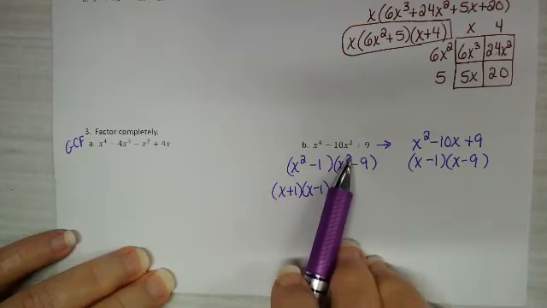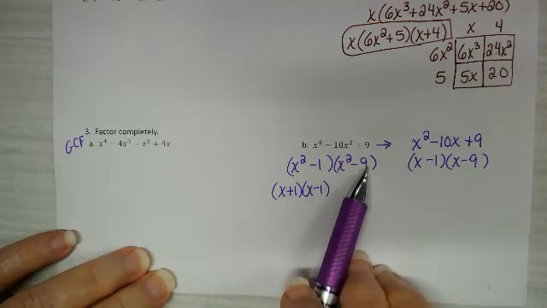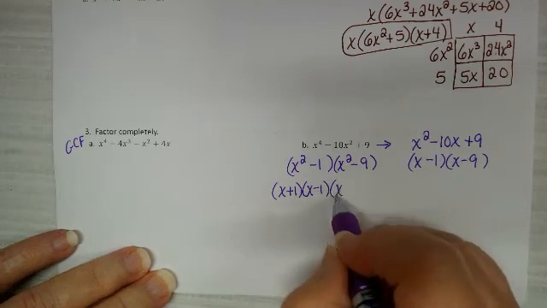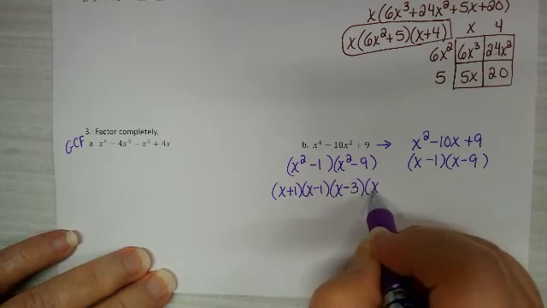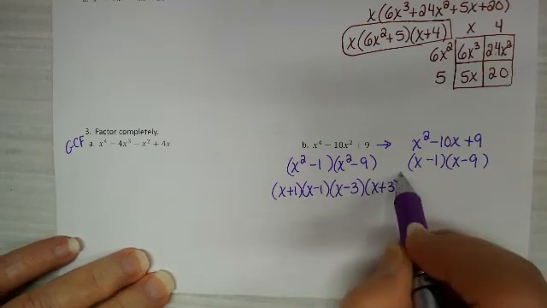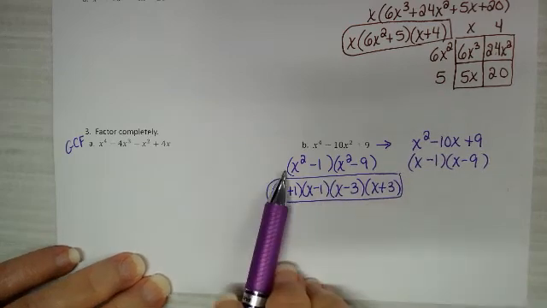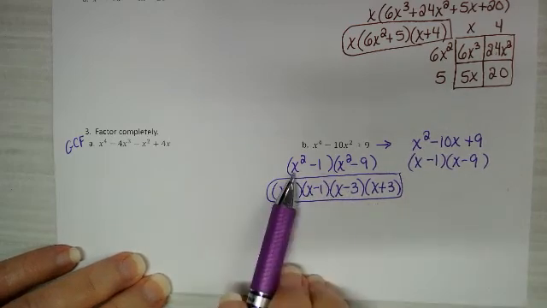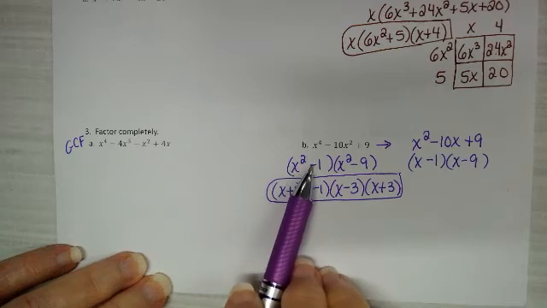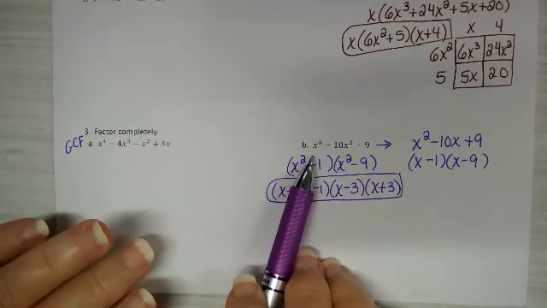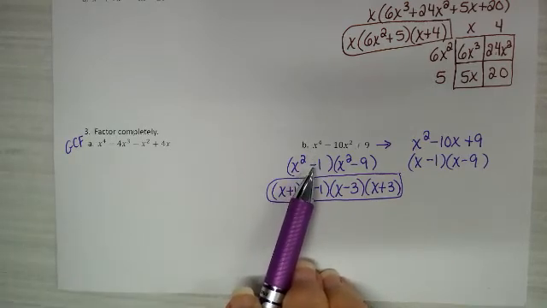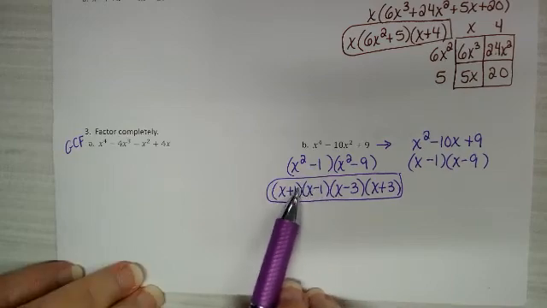Well, what about x squared minus 9? Can that one go further? Yes, it can. x minus 3, x plus 3. So when your directions say factor completely, you take it as far as it will let you go. If this had said x squared plus 1, you're finished with that one because it has to be a difference of squares to break down like this.